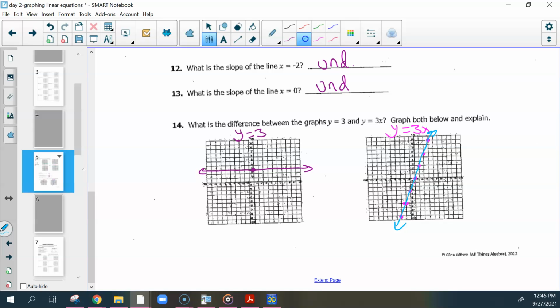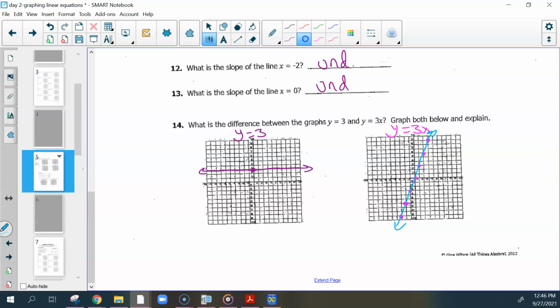What are the differences between these two? Okay. So one has a 0 slope, one has a number that's not 0. I wouldn't say that one doesn't have a slope, because it does, it's just 0. Guys, if you forget, like let's just say y is 3, it means it's always 3.